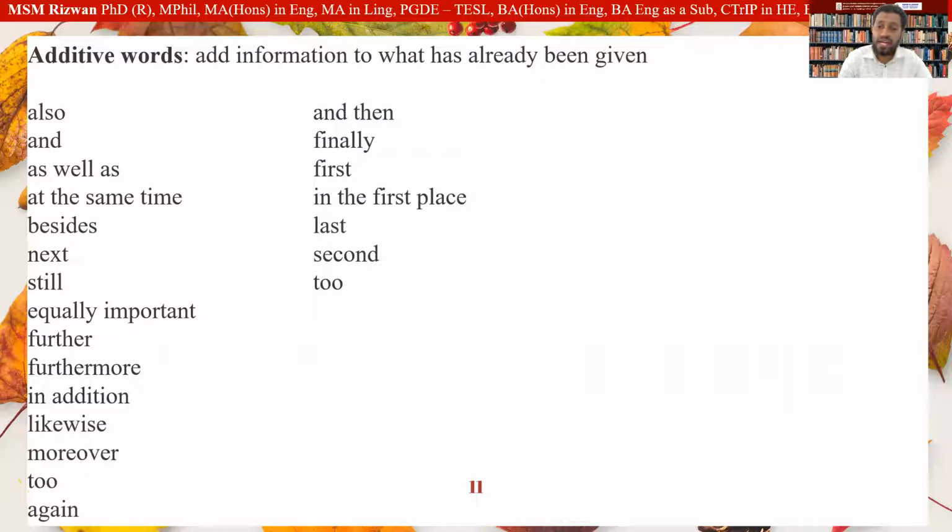So now I can introduce you to some logical connectors or transitions which are used in the development of paragraphs as well as sentences. Here, you could find the given words as well as phrases are additive words. These words are used as additive words, right?